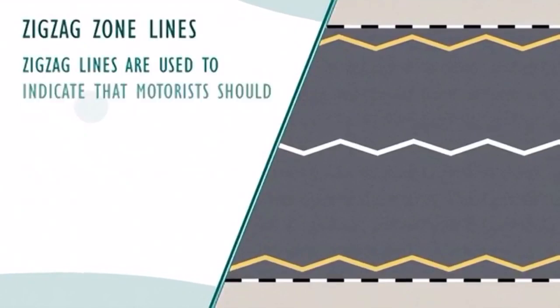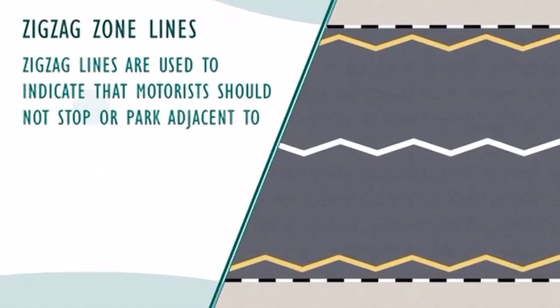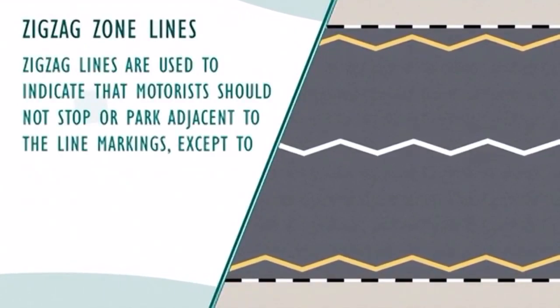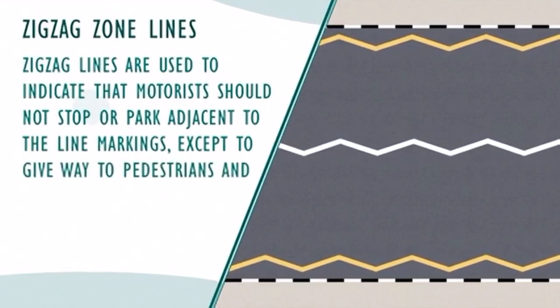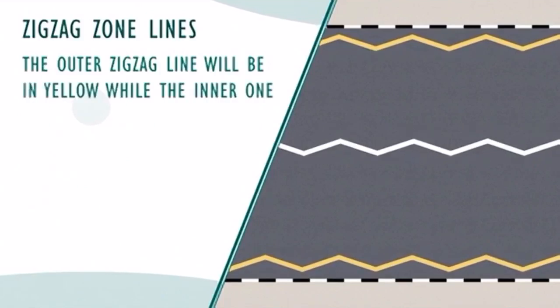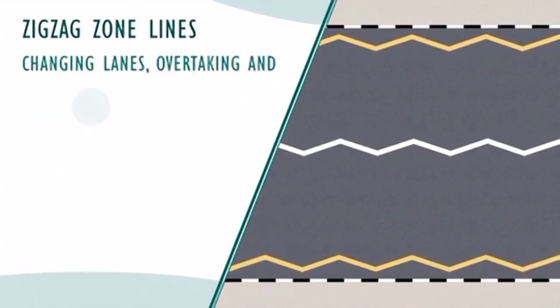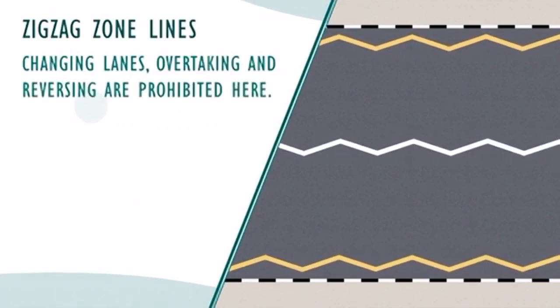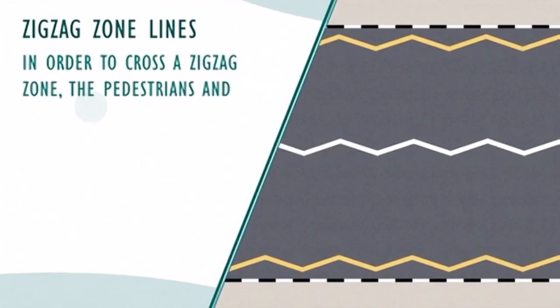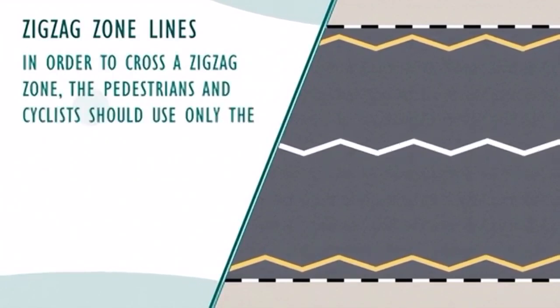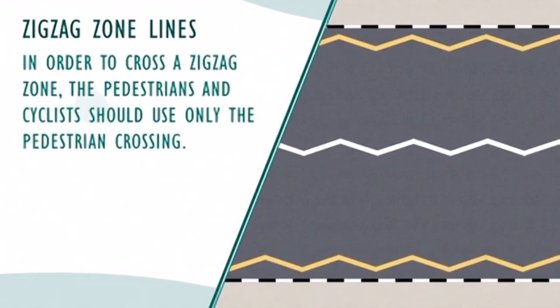Zigzag lines are used to indicate the motorists should not stop or park adjacent to the line markings except to give way to pedestrians and cyclists. The outer zigzag line will be in yellow, while the inner one will be in white. Changing lanes, overtaking and reversing are prohibited here. In order to cross a zigzag zone, the pedestrians and cyclists should use only the pedestrian crossing.